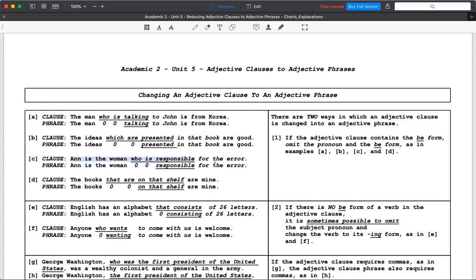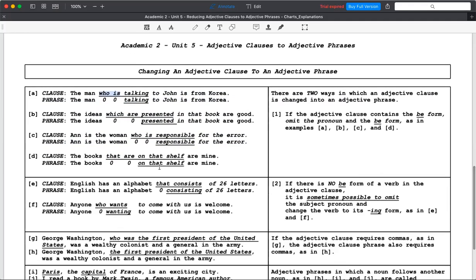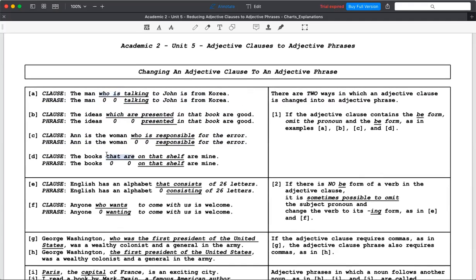Anne is the woman who is responsible for the error. To shorten it and make it a phrase, you say "Anne is the woman responsible for the error." If I have my verb in the passive, I keep it in the past participle. If I have it in the -ing form, gerund, I keep it the same. If I have an adjective, I just eliminate the verb be and the pronoun. Just the verb be and the pronoun.